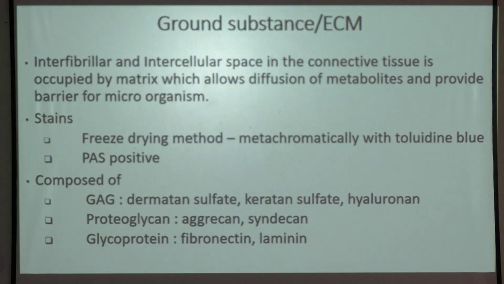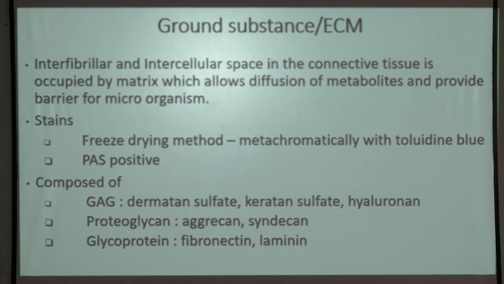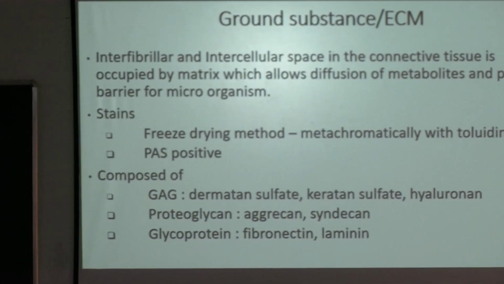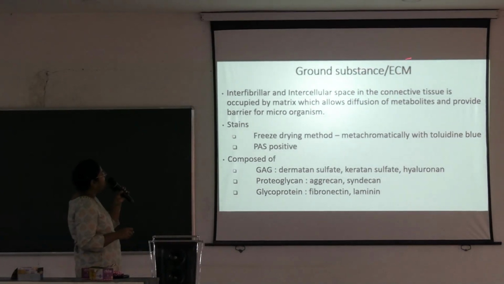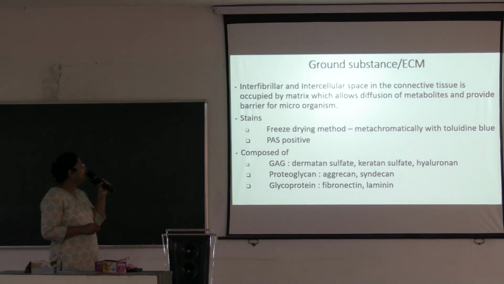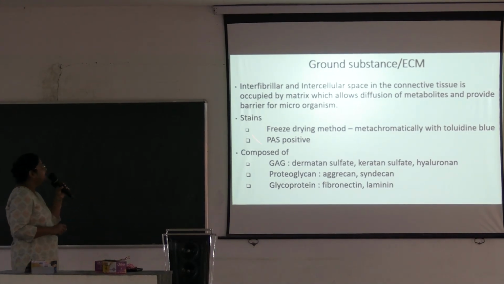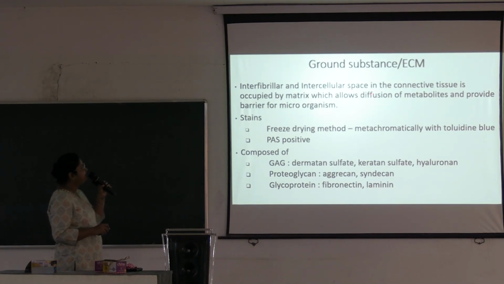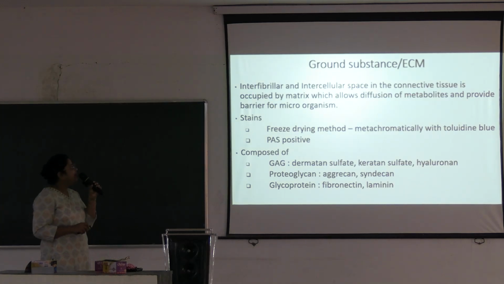Next, so we have discussed the 3 types of fibers. Next, we are going to the extracellular matrix. Lastly, we will discuss the cells. Okay. So the extracellular matrix is known as ground substance. The interfibrillar and intercellular space in the connective tissue is occupied by the matrix, which allows diffusion of metabolites and provides a barrier for microorganisms.